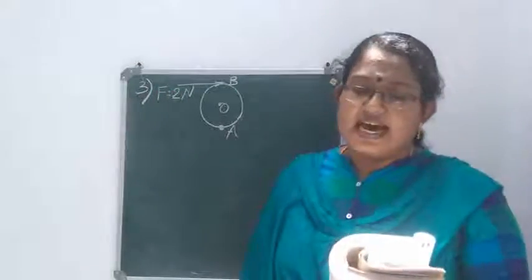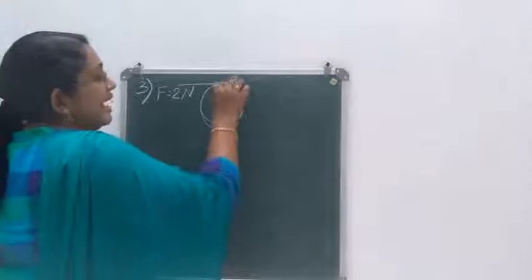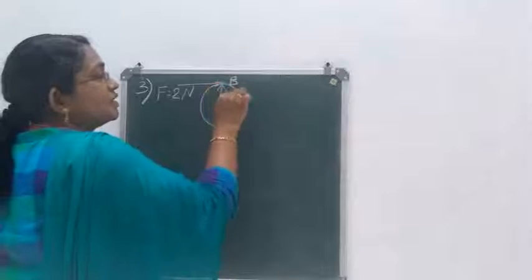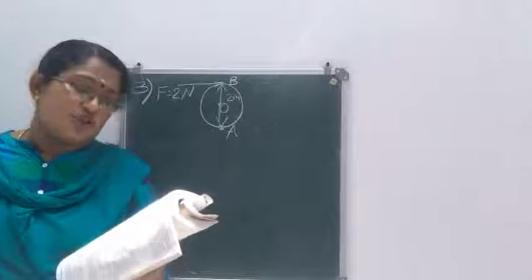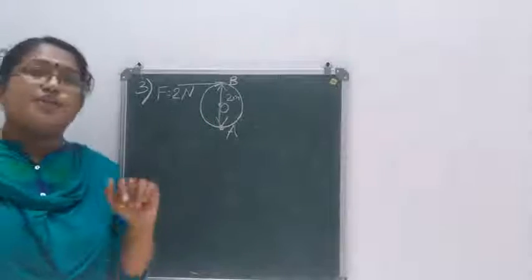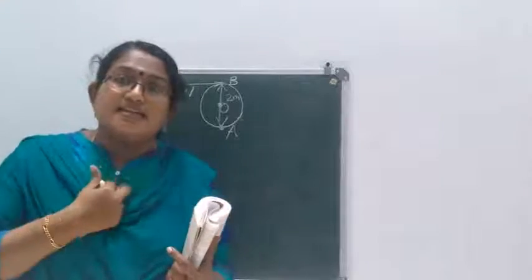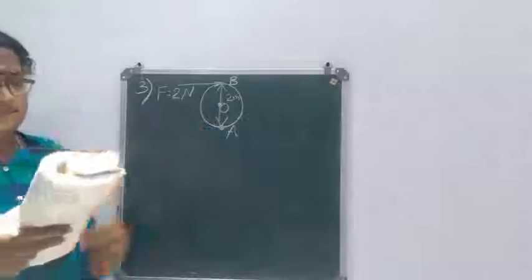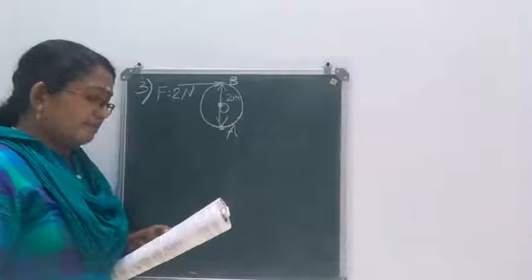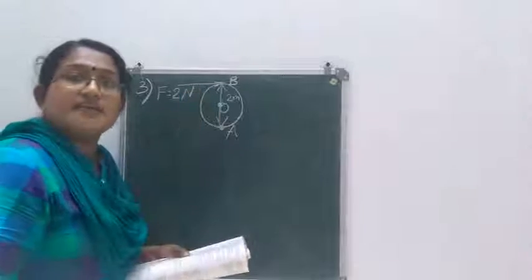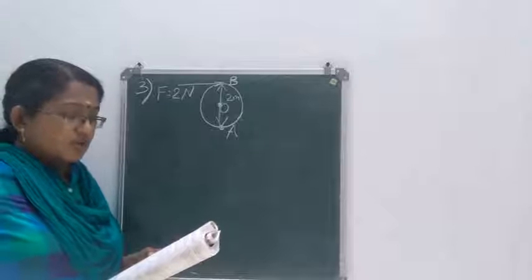A wheel of diameter 2 meter. Okay. So this is the wheel. Its diameter is given as how much? 2 meter. Okay. So a wheel of diameter 2 meter is shown in the figure with axle at O. So axle means it's the point where this body rotates. Okay. Axle. The body rotates about the axle. Then a force F is equal to 2 Newton is applied at B. You can see that this force of 2 Newton acts on B in the direction shown in the figure.